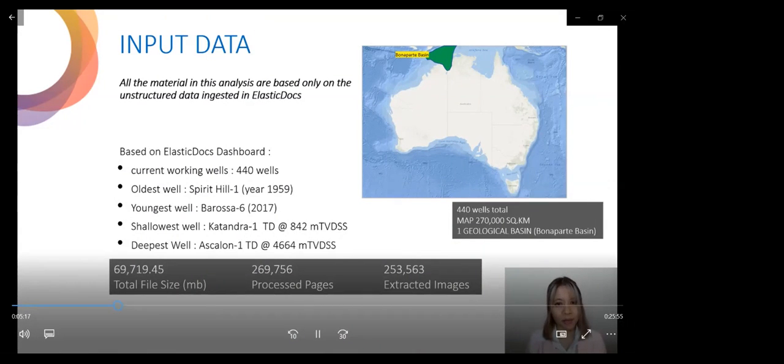The oldest well, as I mentioned before, is the first well onshore, which is called Spirit Hill 1. The youngest well available in our database is Barossa 6, which was drilled in 2017. The shallowest well is Nadrah, whereas the deepest well available is Escalon 1. Our ElasticDocs database currently has ingested almost 300,000 processed pages and 250,000 extracted images of Bonaparte Basin data.